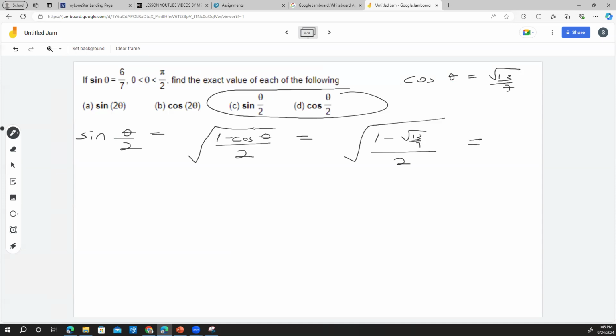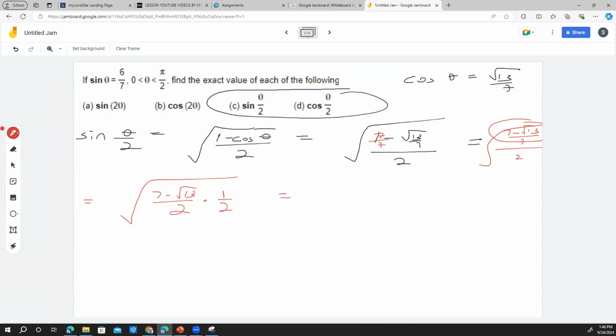But if they want the answer in terms of radicals, I can change the 1 to a 7 over 7, because that's still a 1. And then when I combine them, that's 7 minus radical 13 over 7, divided by 2, and take the square root. So inside of the square root sign, copy the first one, 7 minus radical 13 over 7, and then we're going to multiply it by the reciprocal of the second number, which is 1/2.